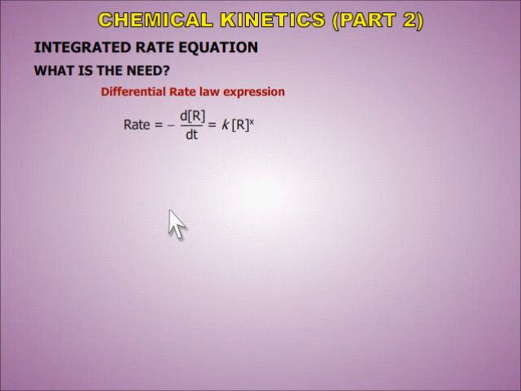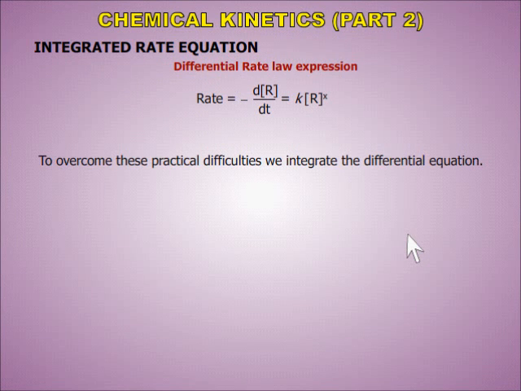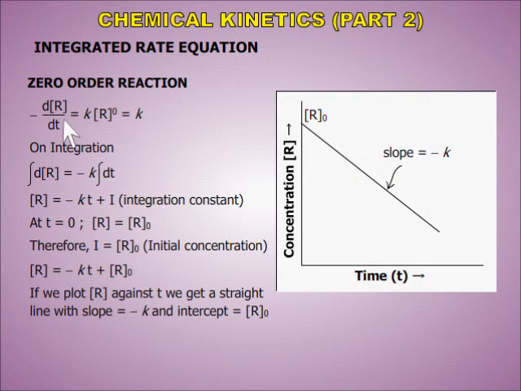So there always exists some error in establishing rate law expressions and finding out the correct reaction order therefrom. So the differential rate equation cannot be practically established for determining instantaneous rates and order of reaction. To overcome these practical difficulties, we integrate the differential equation. What we get is called the integrated rate equation. We do this for different reaction orders. For a zero order reaction, the rate is independent of concentration. The concentration versus time curve is a straight line and the slope is the negative of the rate constant.